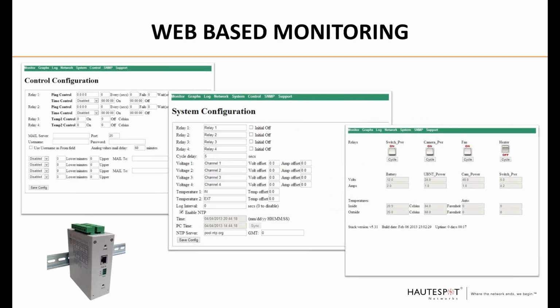That web-based monitoring tool, this is what the interface would look like. You could access it via the web browser, either from a local network or over the internet. You can monitor up to 4 voltages, 4 currents, 2 temperatures, and control power to devices for up to 4 relays.